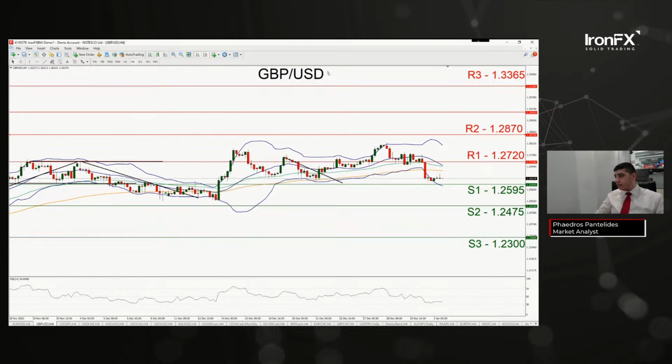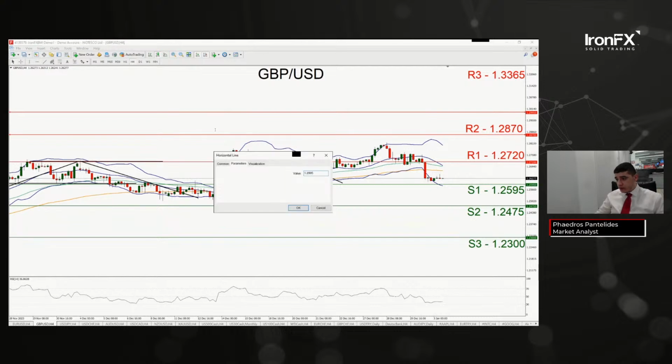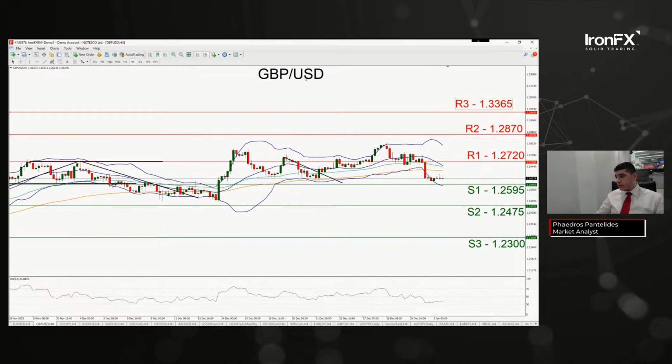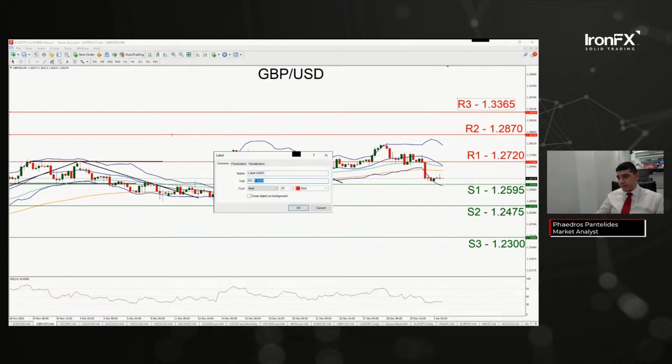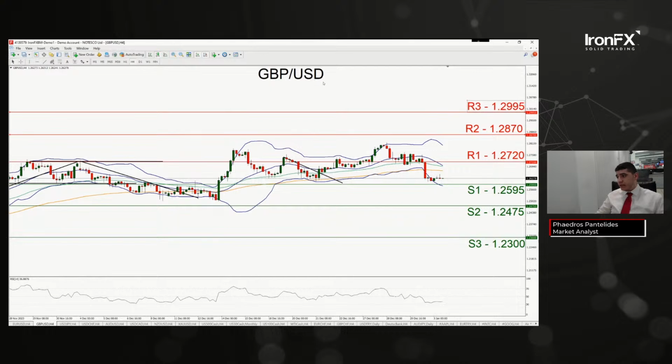Then for R3, let's move this, and R3 1.2995, resistance at R3. From a technical point of view, as we said before, we could be maintaining a bearish outlook for the cable.